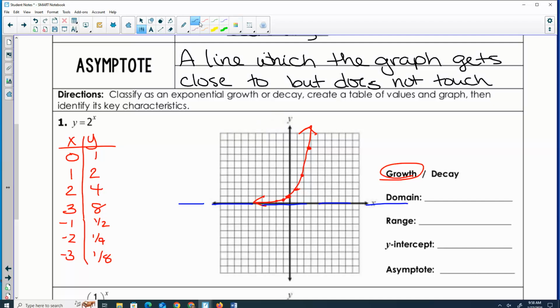Some questions. The domain. Domain is asking what possible values are there for x. If we look at our graph, that's like going from left to right. This goes forever to the left. That goes forever to the right. We can hit all x values, right? Is there anything you could not plug in for x? No. So if it can be anything, what do we write? Infinite solutions, we can say, usually we see all real numbers.